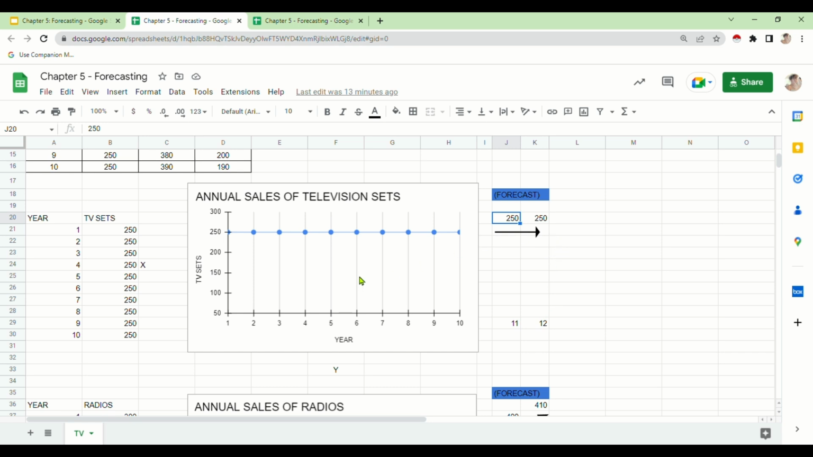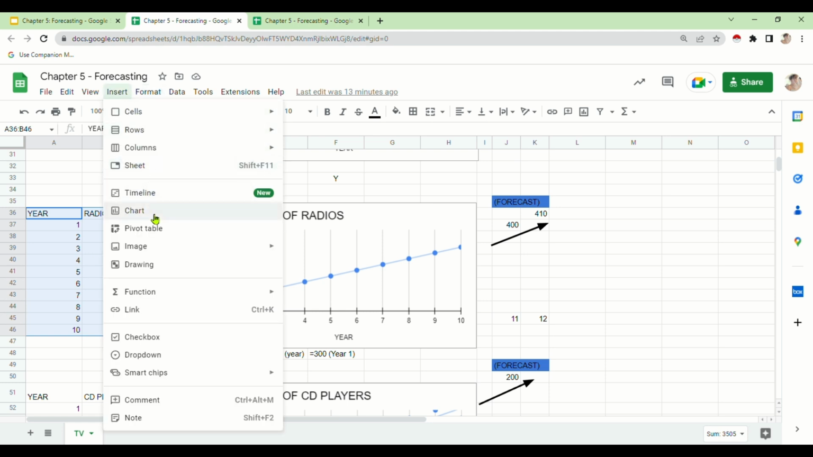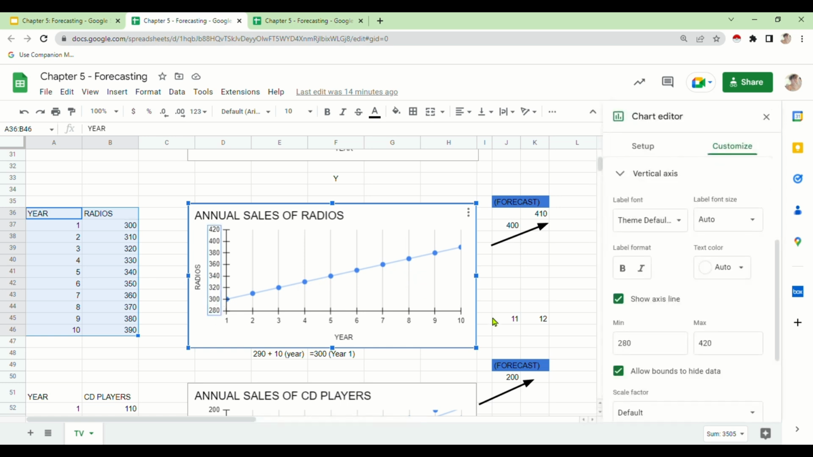So another example is the annual sales of the radios. So next, same procedure with TV. We input the year and the annual sales for the radio. We insert the chart and we generate this graph. Then we can set the step value or interval 20, with the minimum of 280 and the maximum of 420.